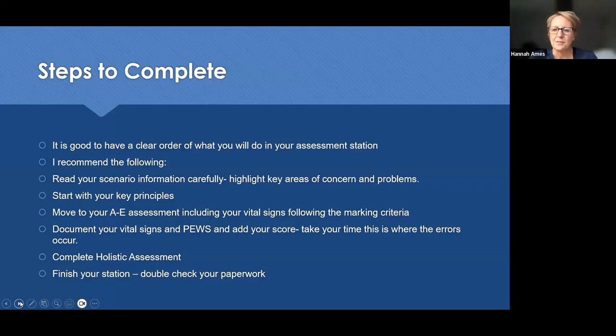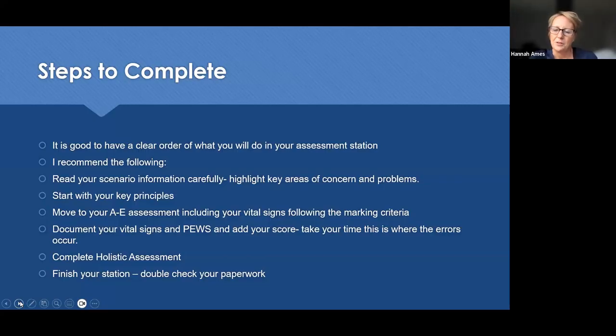Then I'd document your vital signs on your PEWS, add up your score and verbalise your monitoring and any escalation. It's good to secure that PEWS and get that done correctly before you move on to your holistic assessment, because the PEWS chart can feel a little bit complicated, and if you are rushed and trying to do it right at the end of the station, you're guaranteed to make an error, which will be a fail.